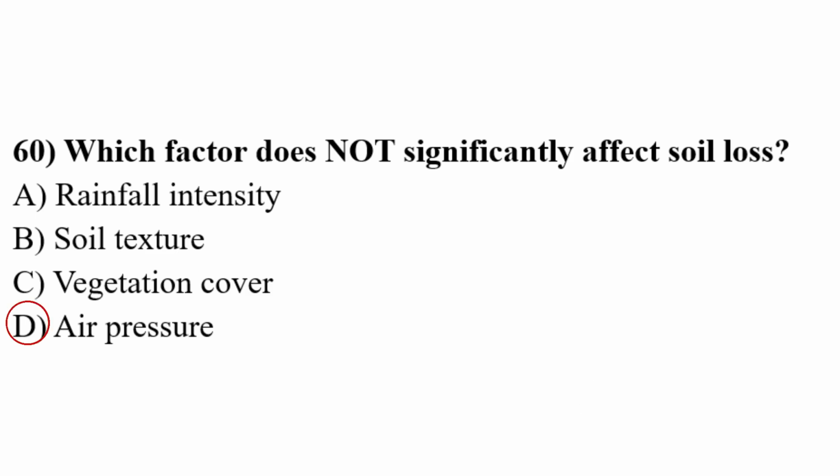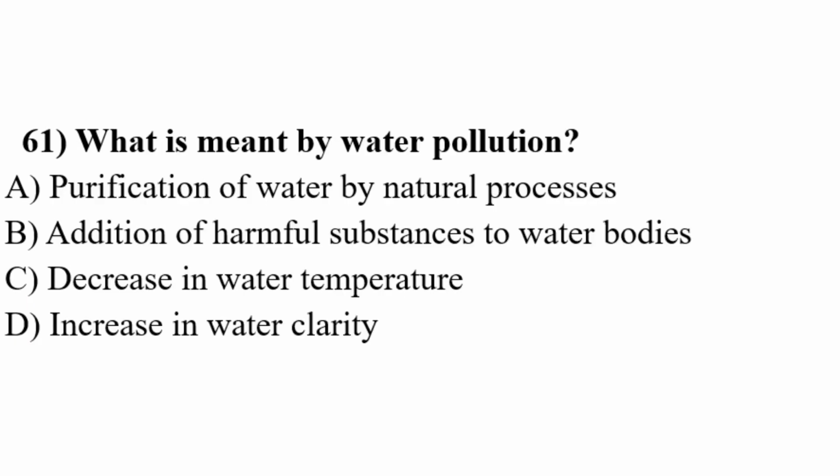Answer: D. Air pressure. 61. What is meant by water pollution? A. Purification of water by natural processes. B. Addition of harmful substances to water bodies. C. Decrease in water temperature. D. Increase in water clarity.